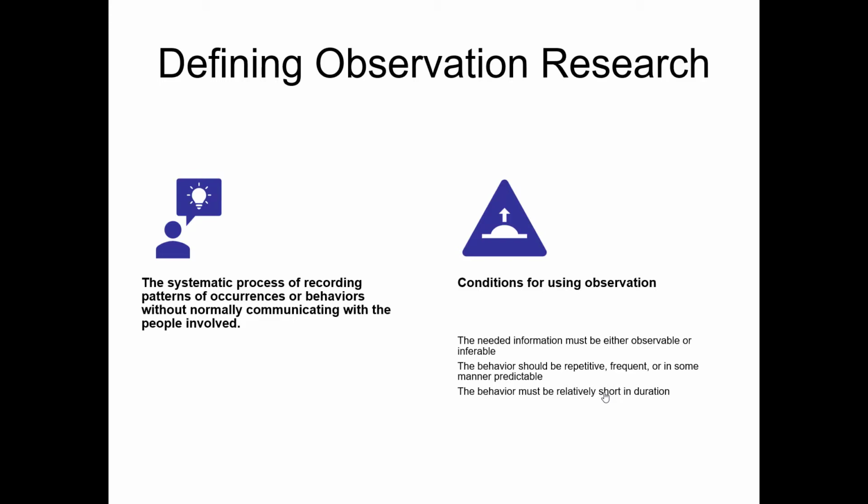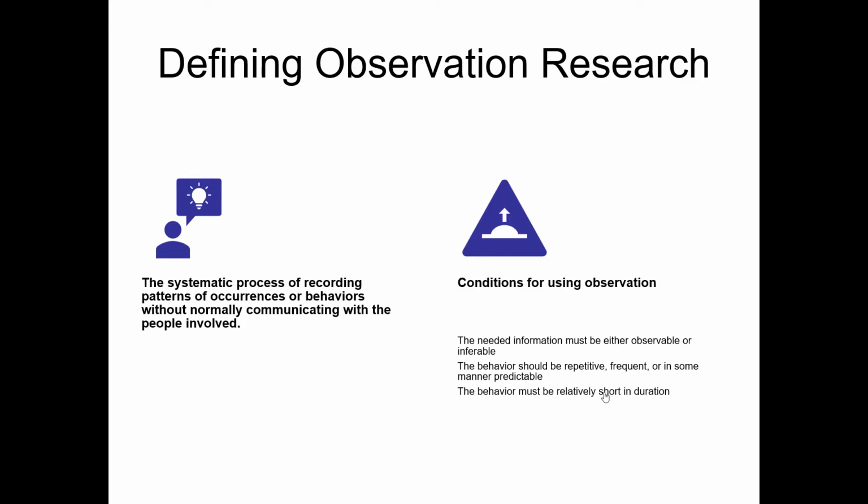Observation research, basically, is the systematic process of recording patterns of occurrences or behaviors without normally communicating with the people involved. So there are 3 keywords in this definition. Number 1 is called systematic. Systematic process means that you have to do it repeatedly, not just once or twice. You have to do it again and again to find out what's going on.